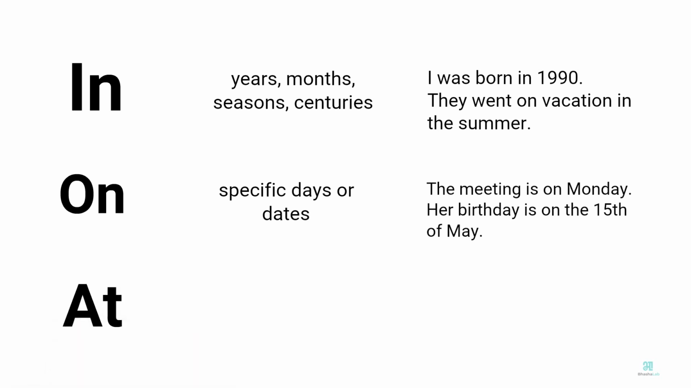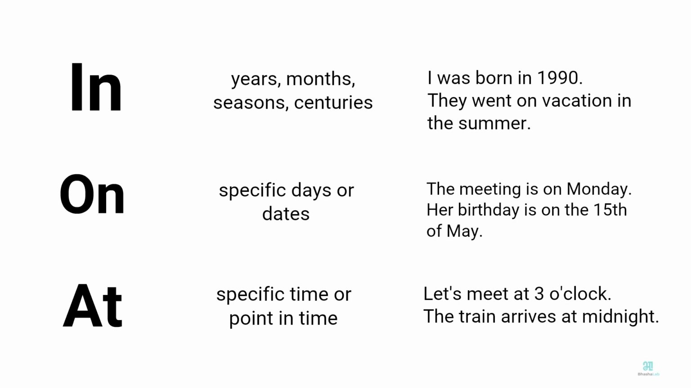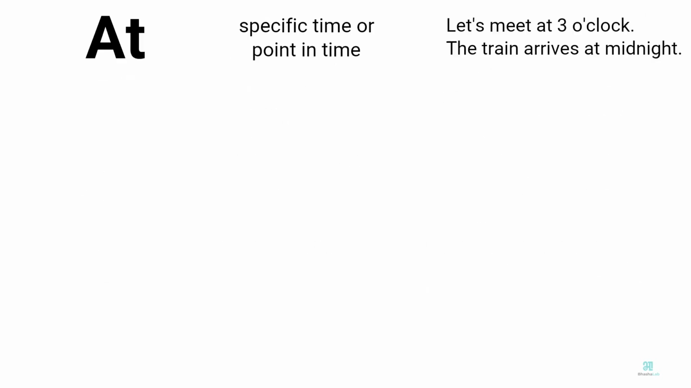Lastly, at is used to indicate a specific time or point in time. For example, let's meet at 3 o'clock, or the train arrives at midnight. Now that we have a good understanding of these time prepositions, let's move on to the question and see if we can identify the error.